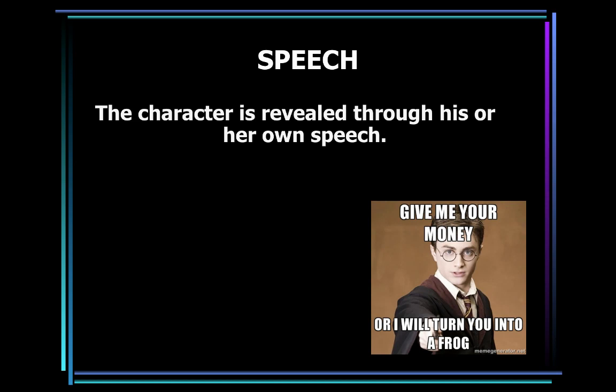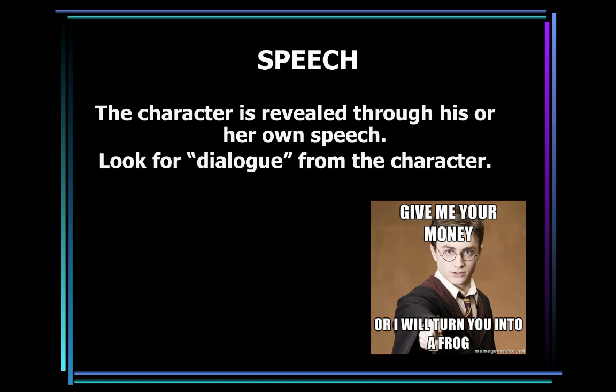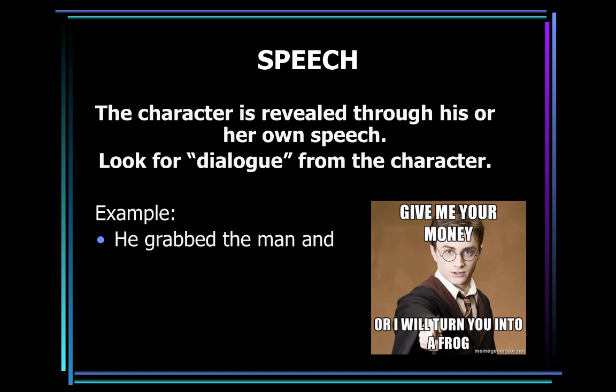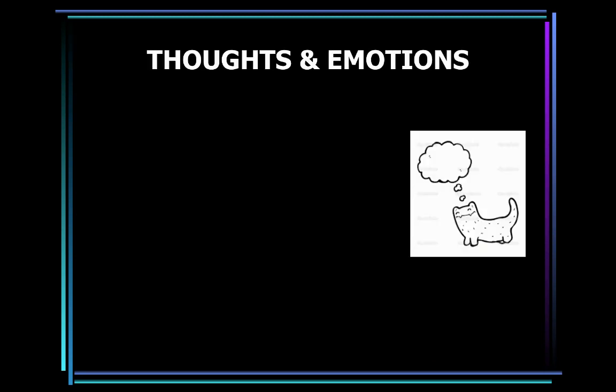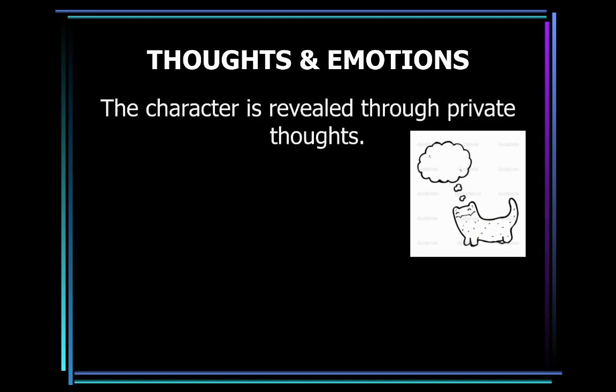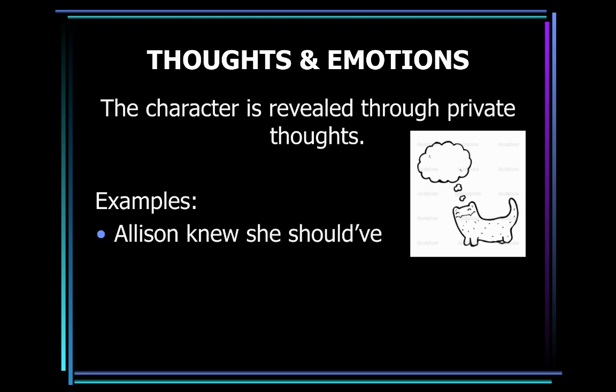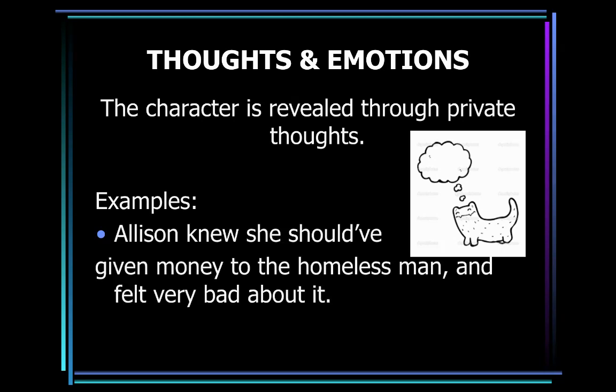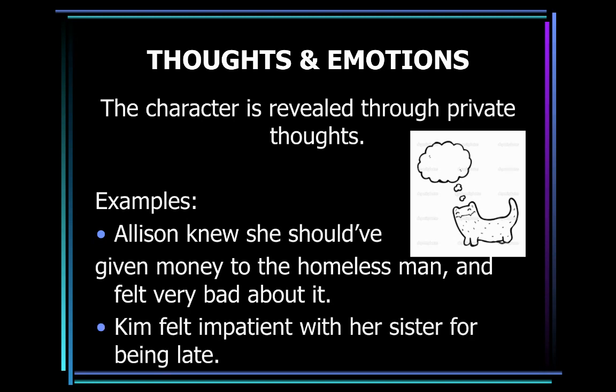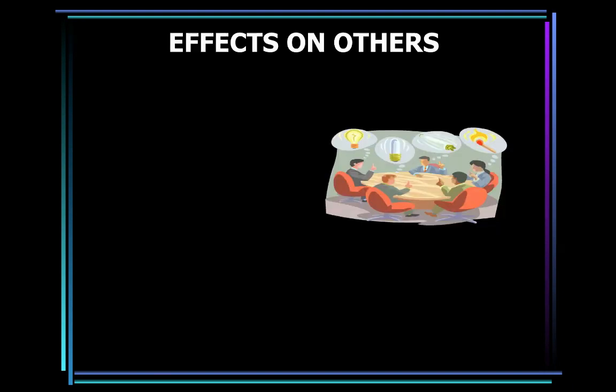So when an author writes a character and the way that they speak, you can tell something about the character. For example, it says, he grabbed the man and yelled, "Give me your money." This is telling us that the character is a robber. Through their thoughts and emotions, also, the character is revealed through their private thoughts. Allison knew she should have given money to the homeless man and felt very bad about it. This tells us that she feels guilty. Also, Kim felt impatient with her sister for being late.